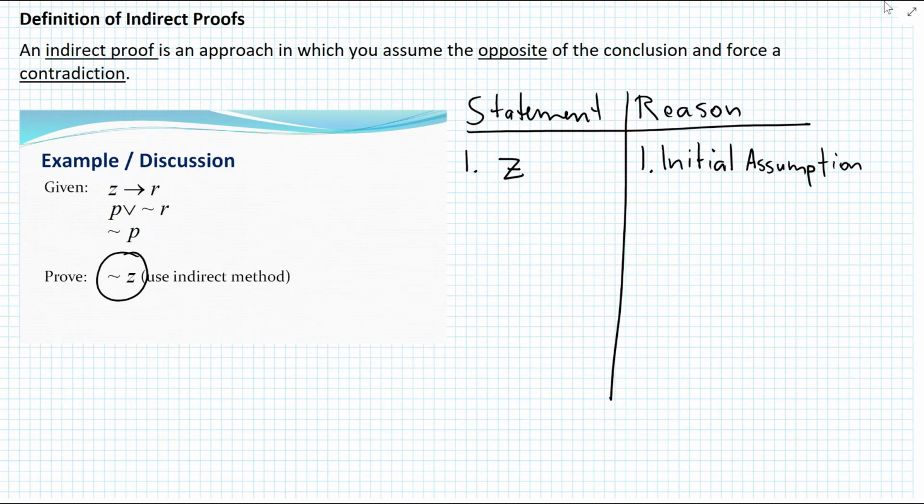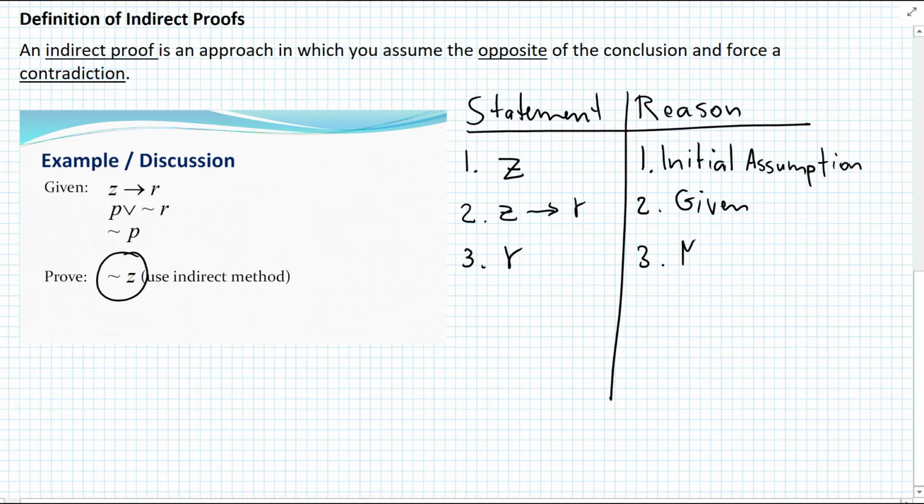Okay, now what we want to do is use these premises or givens in conjunction with that Z, okay? So if you look at the givens, we want to use one of the givens that has a Z in it. So we can see that the first given states if Z then R. So let's write that here as a given, because now we can use the initial assumption with the first given in this case. So now we have R as our conclusion. And as you remember, this is actually modus ponens.